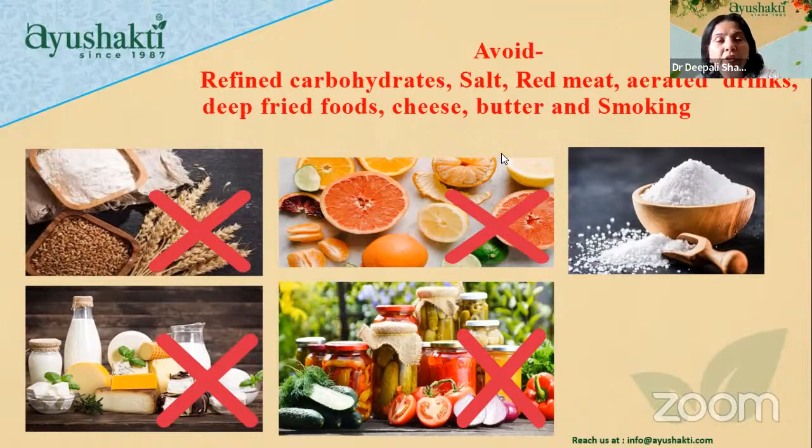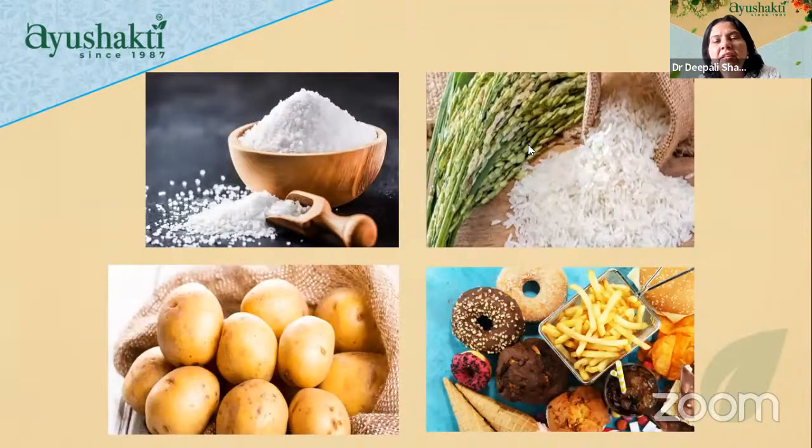What you need to avoid when you are going through this? Refined carbohydrates, salt, red meat, aerated drinks, deep fried food, cheese, butter, smoking, and too much alcohol should be avoided. Plain carbs means maida or refined wheat, rice, potato, which increase a lot of air in the body, should be avoided. Very citrus food should be avoided, as that will increase the pain. Excessive sugar will give you stiffness and inflammation. Red meat will give you inflammation, should be avoided.